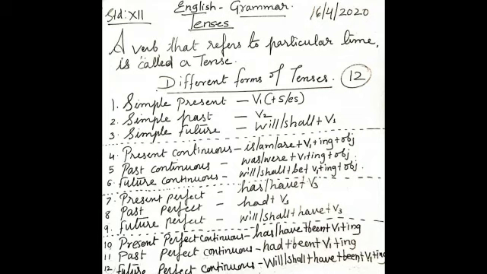Let me quote some examples. The boy was playing the piano. A farmer was working in the field. Now this shows the past continuous actions.